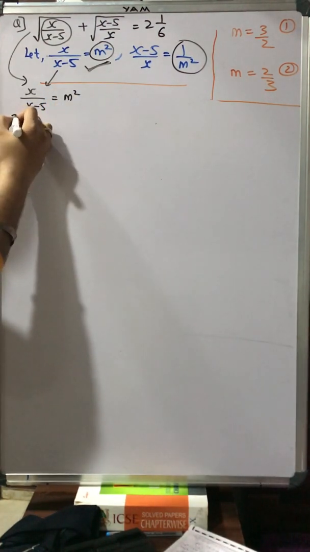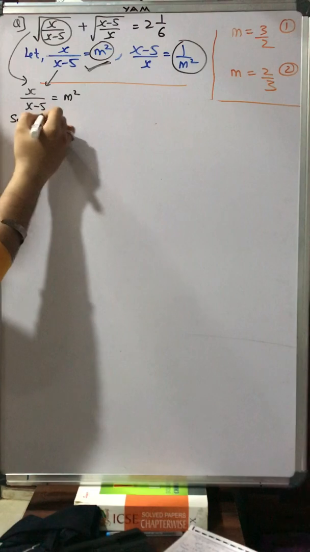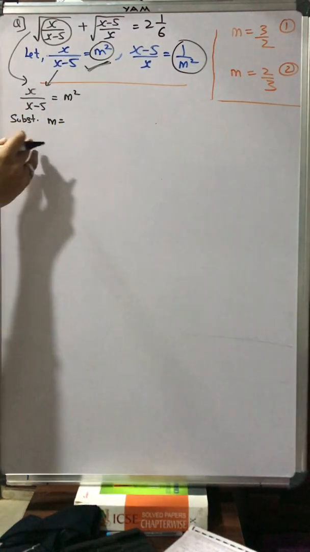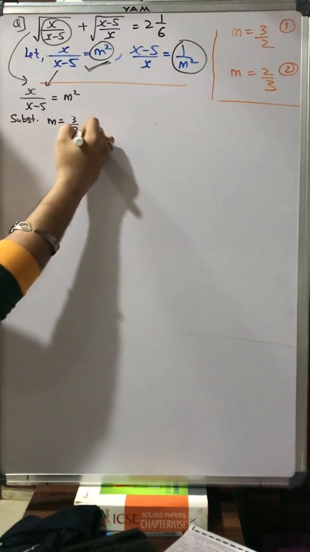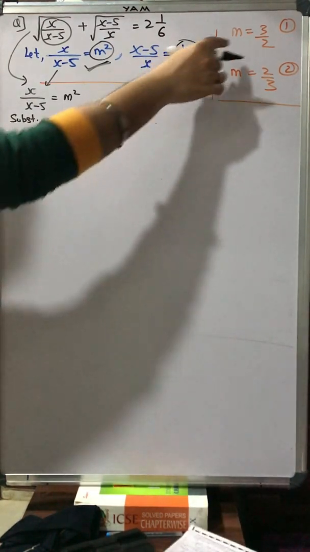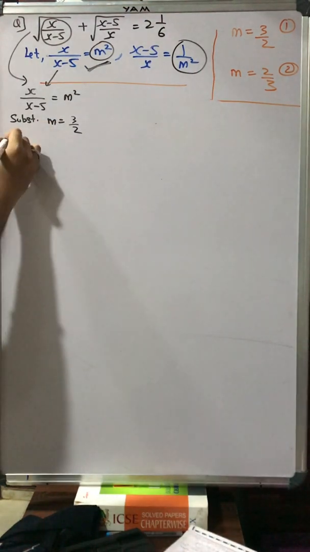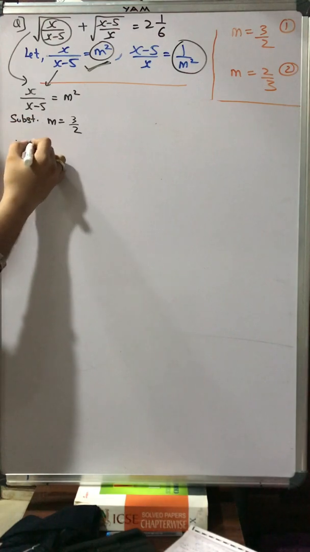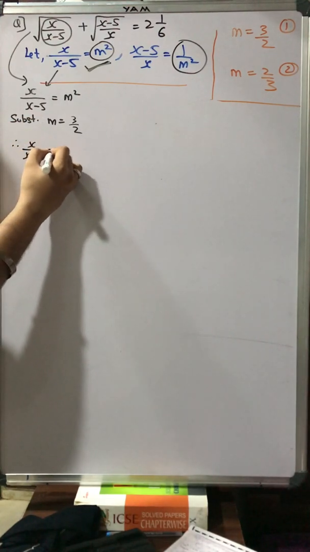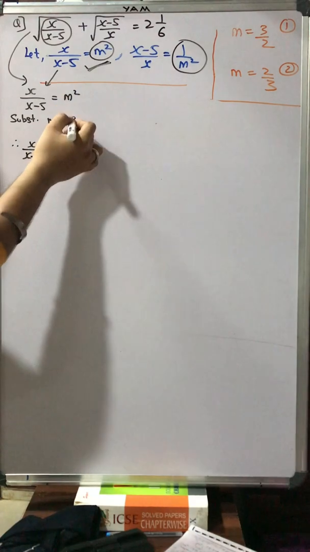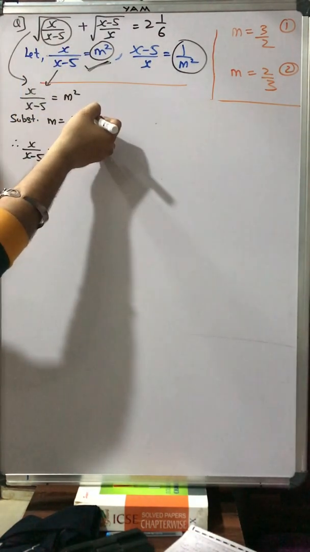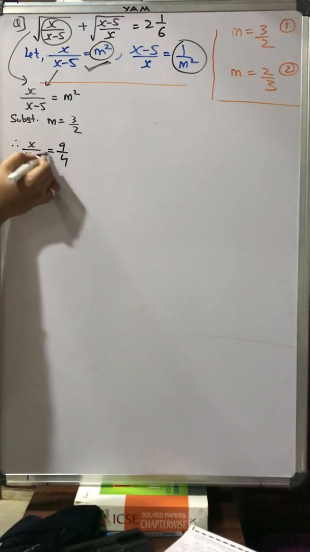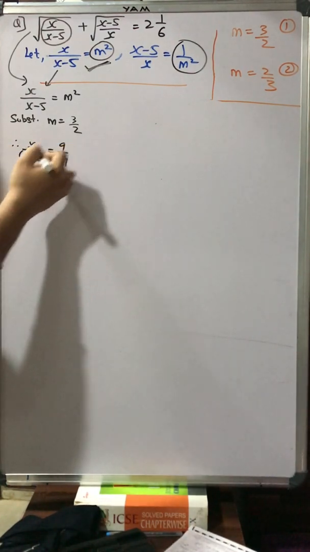Now substituting m is equal to, even you can say resubstituting, it's one and the same. Substituting m is equal to 3 upon 2 over here. In place of m, the first value 3 upon 2. So therefore students, what will be here? x as it is, x upon x minus 5 is equal to m squared, so this 3 upon 2 squared will be 9 upon 4. Then this 4 will be multiplied with x and this 9 will be multiplied with the entire x minus 5.